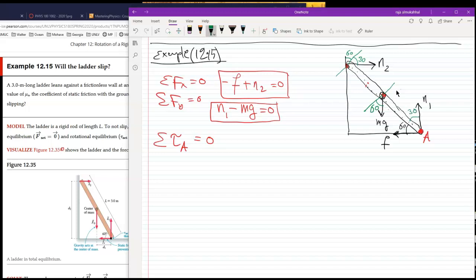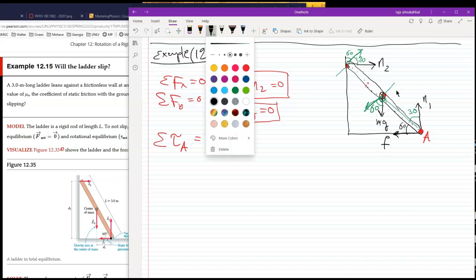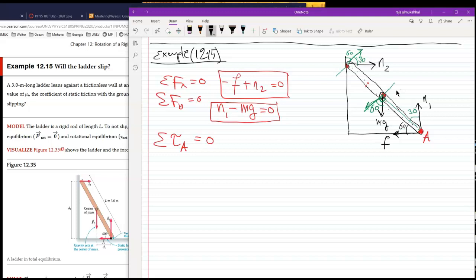Now, when I take the torque about A, I need to take the torque in such a way that here is the moment arm. So the length of the ladder is the moment arm, R. And the force for mg has to be perpendicular to R. The force here is going to be this component. So what I'm trying to say is this. I hope nobody's confused with that. So when I take the torque about A, let's start with the mg here.